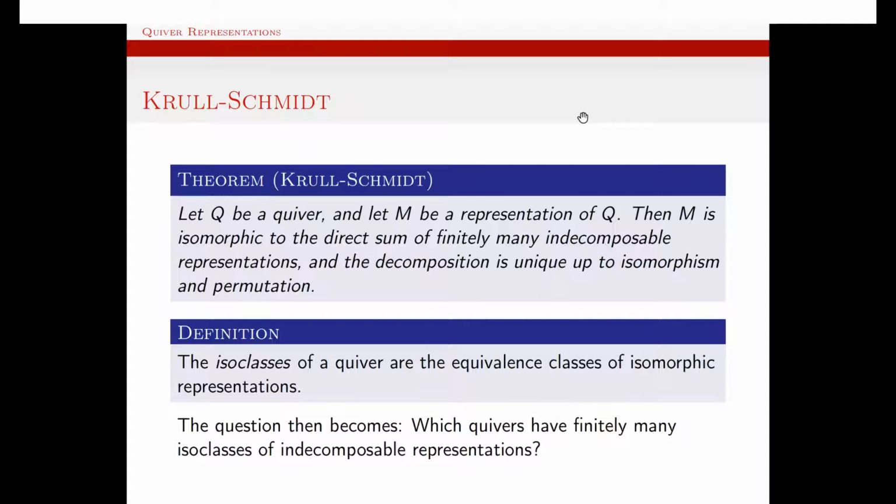But what the Krull-Schmidt theorem tells us is that if we have a quiver Q and a representation M, then M is isomorphic to the direct sum of finitely many indecomposable representations, and that the decomposition is unique up to isomorphism and permutation. So this is important because it tells us that we're not going to be dealing with any infinite structures, which is always nice, and that if we do choose to break it down, we'll only have one possibility up to isomorphism.